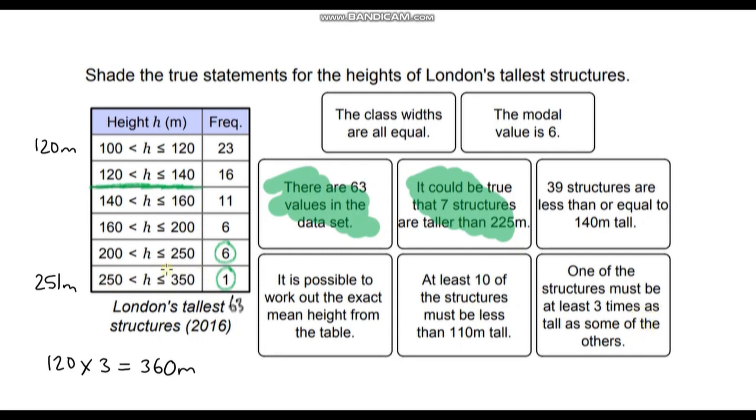So this one here, if this is 350, if we make this the maximum and we make one of these sort of 101, then yes, it would be 3 times as big, but we can't say for sure. So this last one would also be false.